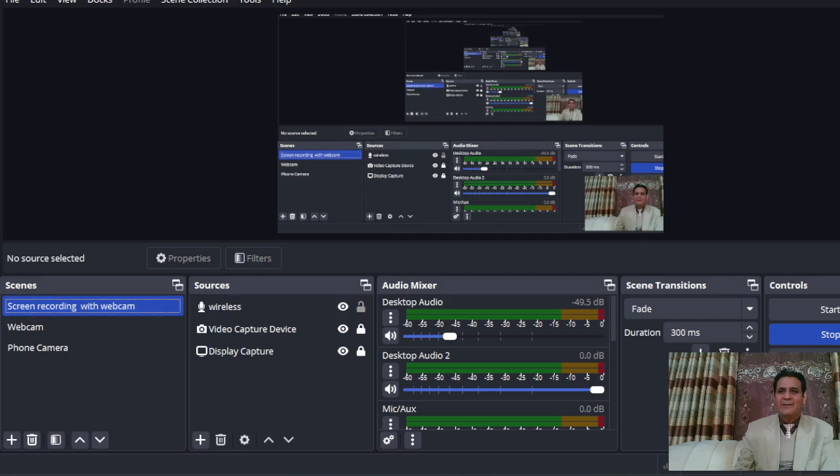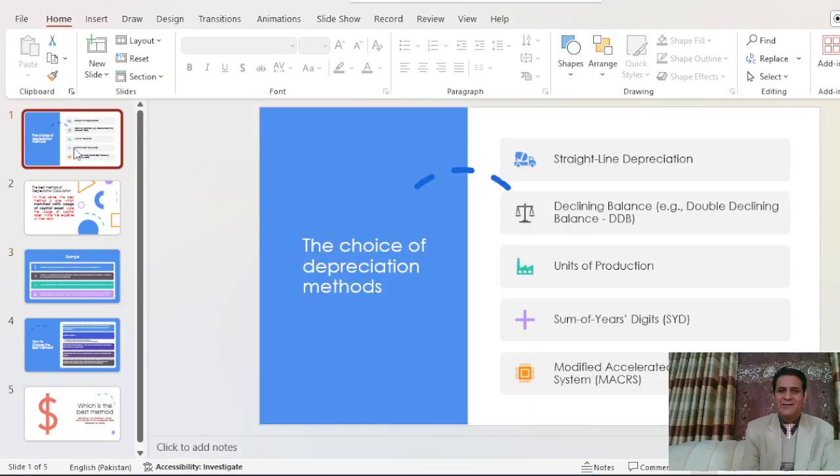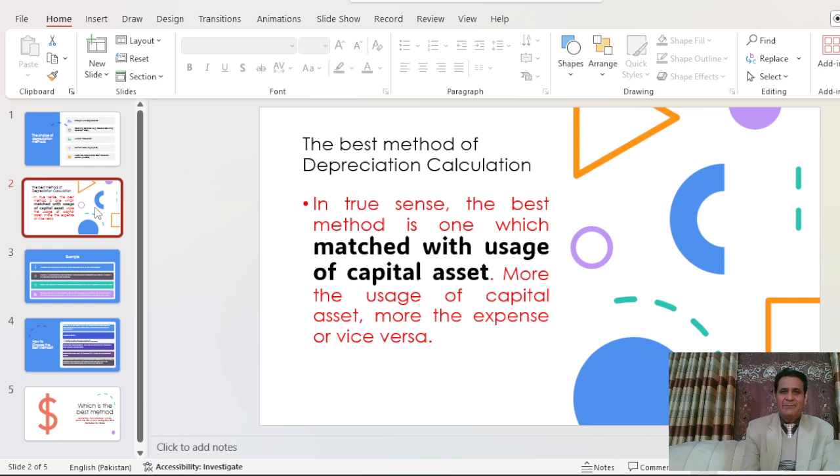Certainly, we have different types of depreciation methods called straight line depreciation, declining balance method, unit of production, sum of the year digit, and modified accelerated cost recovery system. The best method of depreciation calculation is one which matches with the usage of the capital asset.